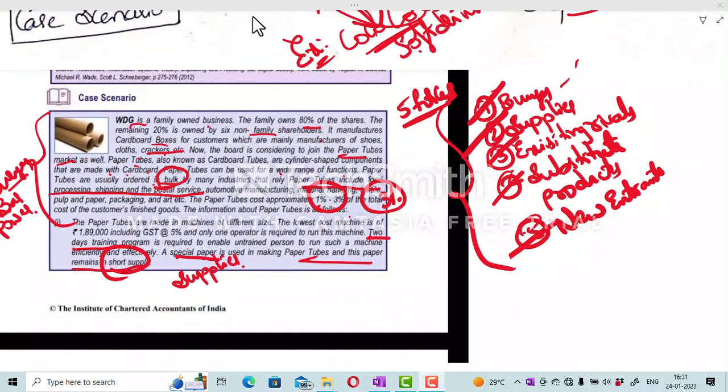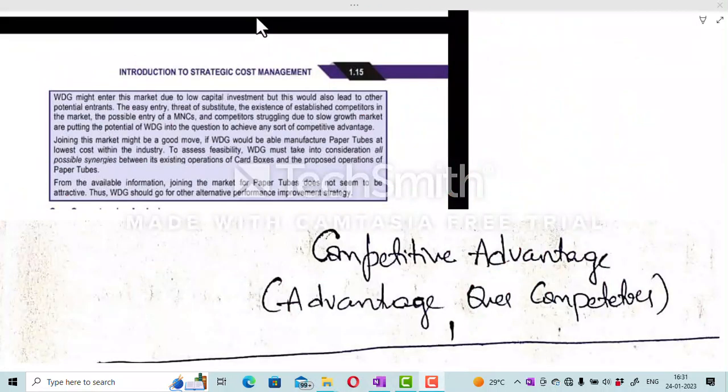Even though we have entered the market, because entry cost is low and entry barriers are low, it is difficult to sustain because we have all these 5 barriers. So this is not recommended to join the industry. So see the final answer from the available information. Joining the market of paper tubes does not seem to be attractive. The WDG should go for an alternative performance improvement strategy.